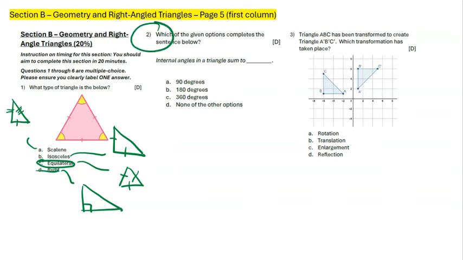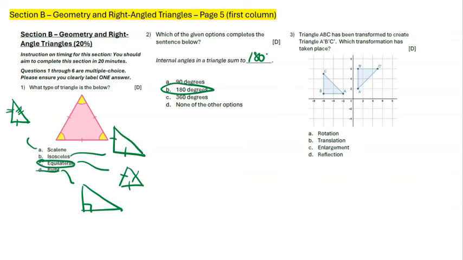So question number 2, which of the following options completes the sentence below? Internal angles of a triangle sum to... And hopefully this is a nice one that you feel confident with, 180 degrees. So we can circle that there. No need to read the other options. This is also in your geometric reasoning section of the exam, so if you need to look back at those to support your answer, to confirm your reasoning, you can do that during the exam.